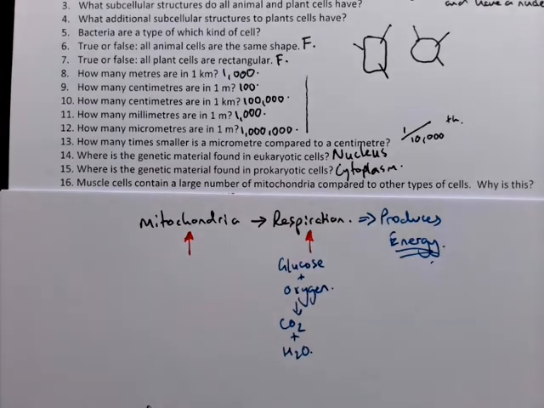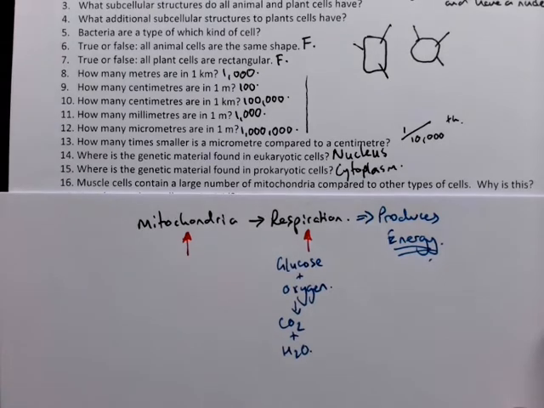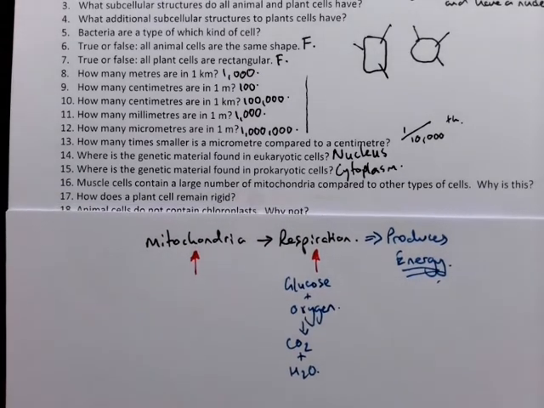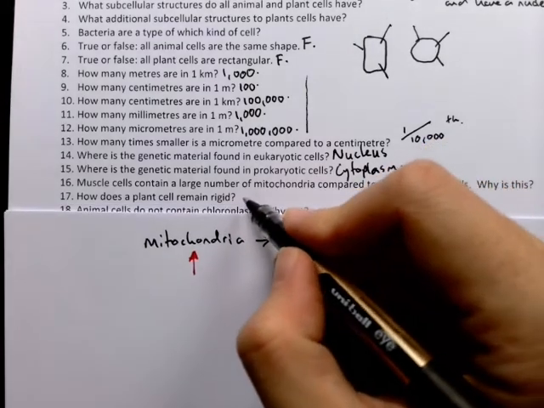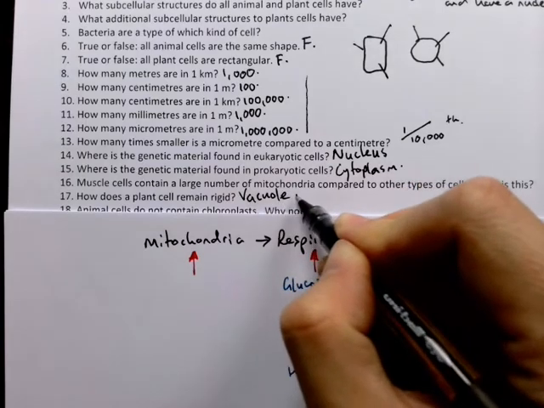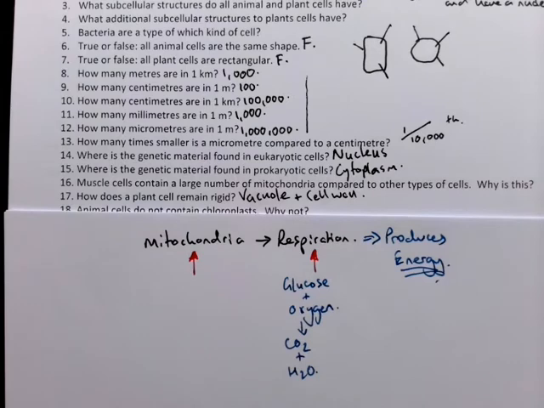of energy. Now muscles, obviously, because they're doing all the work, all the lifting and all the moving of the legs for the running, they need a lot of energy. So cells that contain a large number of mitochondria can produce a lot of energy. And that's why there are a large number in muscles. 17. How does a plant cell remain rigid? It is through the vacuole and the cell wall that allow it to remain rigid.